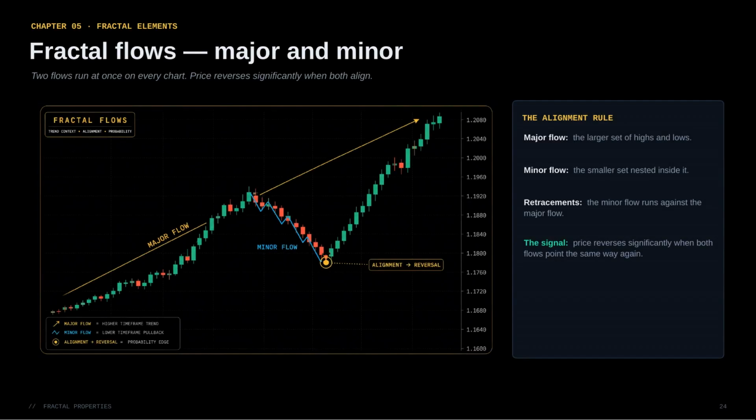On any chart you can spot a smaller set of highs and lows, the minor flow, nested inside a larger set, the major flow. It's normal for both to run at once, and during retracements they oppose each other. A major uptrend pulling back shows a minor downtrend inside the pullback. The reversal signal you're waiting for is alignment. When the minor flow turns back up, and both flows point the same direction, price tends to reverse significantly in their favor. This one idea underlies half the entries in this method. Don't fight the retracement, time its death.